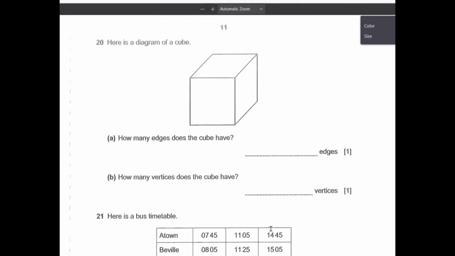They say here is a diagram of a cube. How many edges does the cube have?